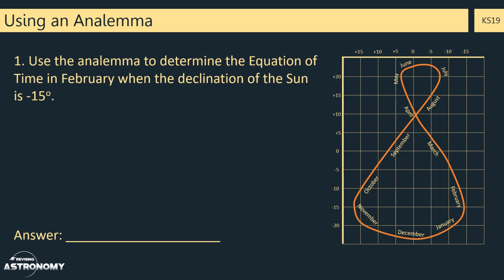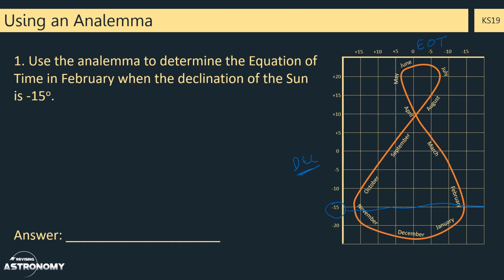In these questions, we're going to be looking at how to use an analemma. So here we've got our analemma, and sometimes in the exam they don't label the axes for you. So the top axis is the equation of time, and the side axis here is the declination. So use the analemma to determine the equation of time in February when the declination of the sun is minus 15 degrees. So we look at our axis for declination, we identify minus 15 degrees, and we go across.